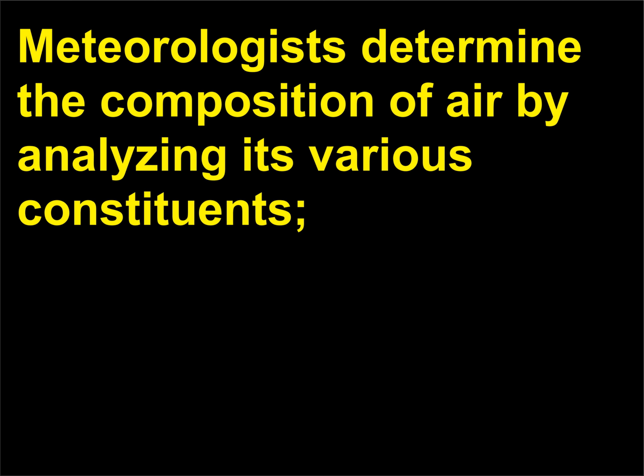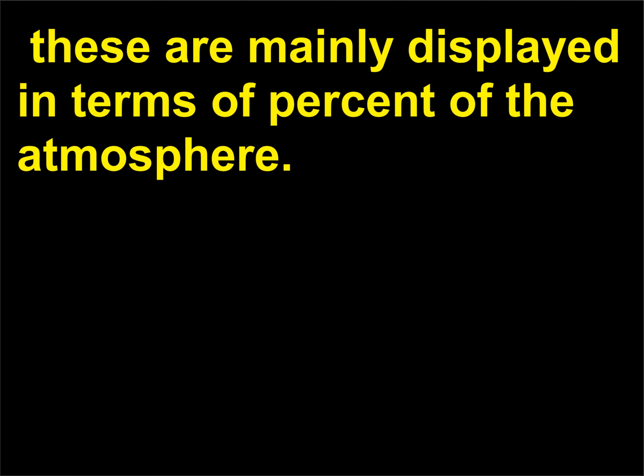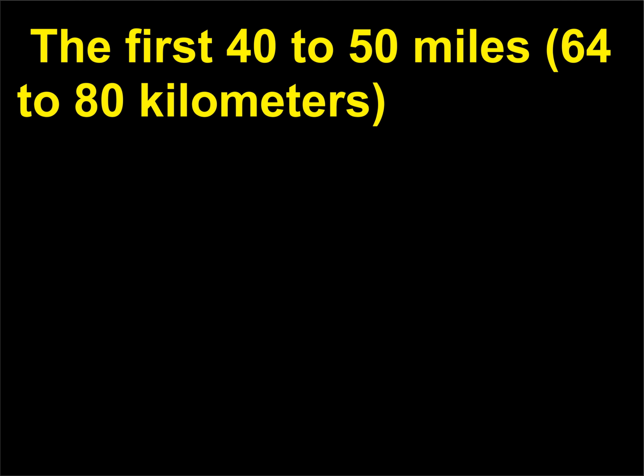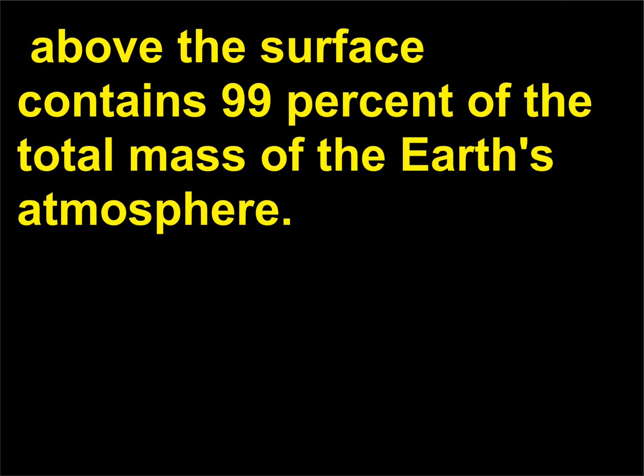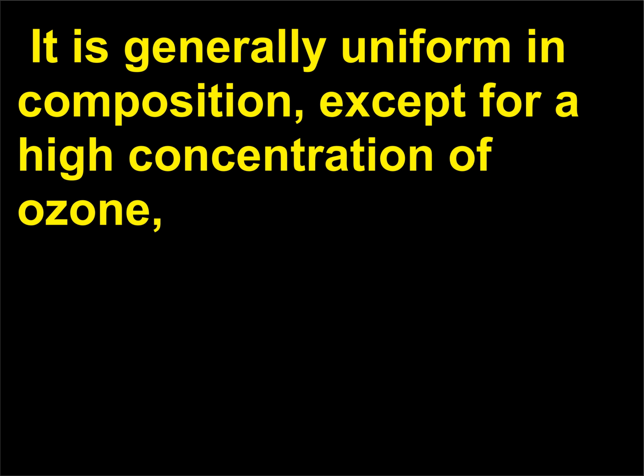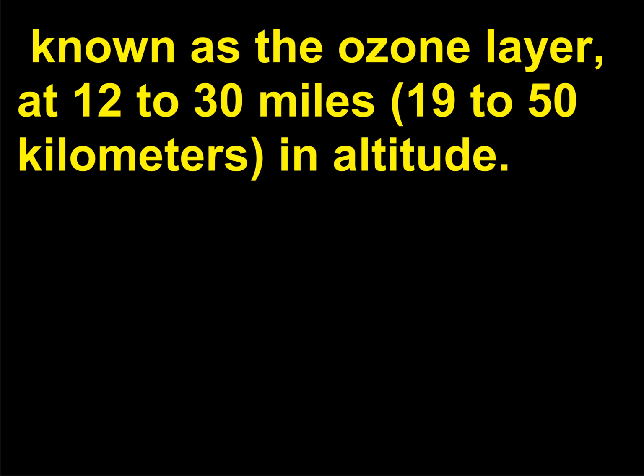Meteorologists determine the composition of air by analyzing its various constituents. These are mainly displayed in terms of percent of the atmosphere. The first 40 to 50 miles, 64 to 80 kilometers above the surface contains 99% of the total mass of the Earth's atmosphere. It is generally uniform in composition, except for a high concentration of ozone, known as the ozone layer, at 12 to 30 miles, 19 to 50 kilometers, in altitude.